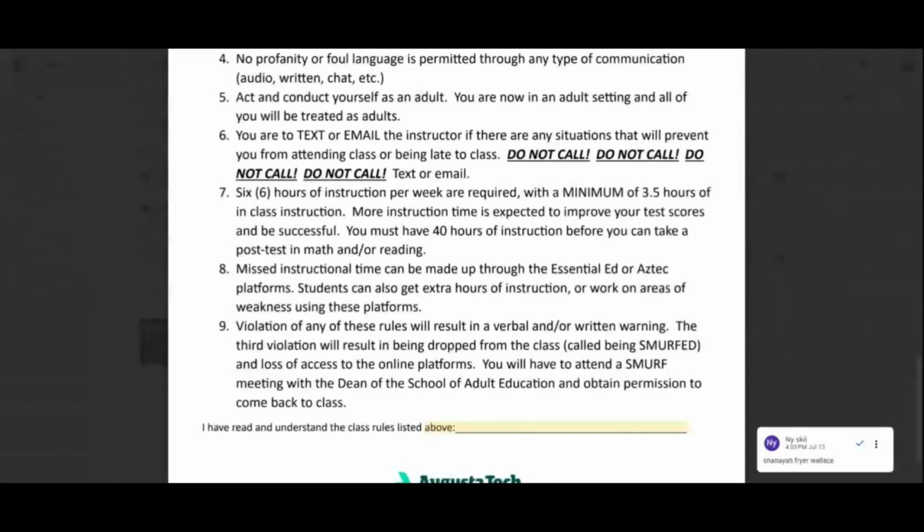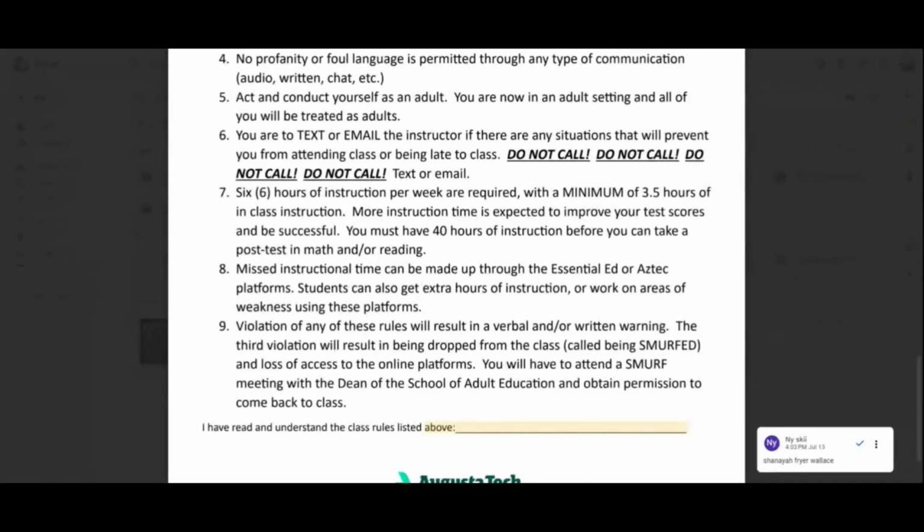If I email you and say you're not doing your homework, get stuff turned in, and then I have to email you again and you haven't done a single thing, which I get from time to time, where I've contacted you and said you're not doing your work, I need it turned in. A week later, I still don't have any work turned in, you're probably getting smurfed. And being smurfed means you are dropped from class. You don't have access to class, you don't have access to any of the online stuff, you're out.